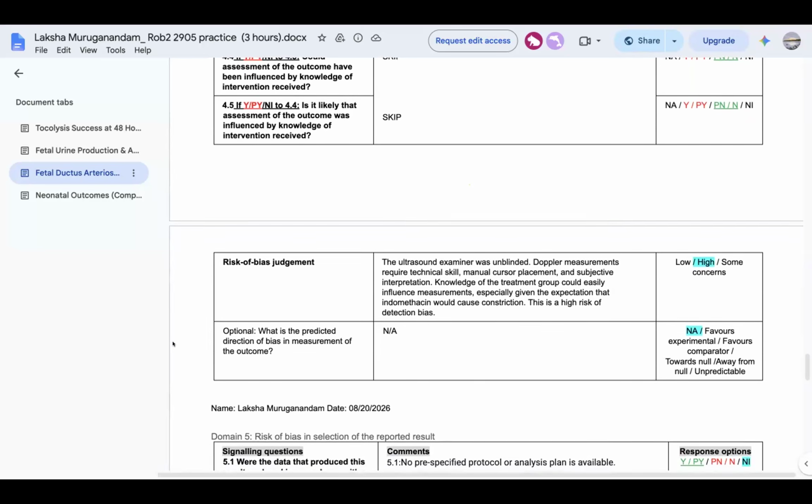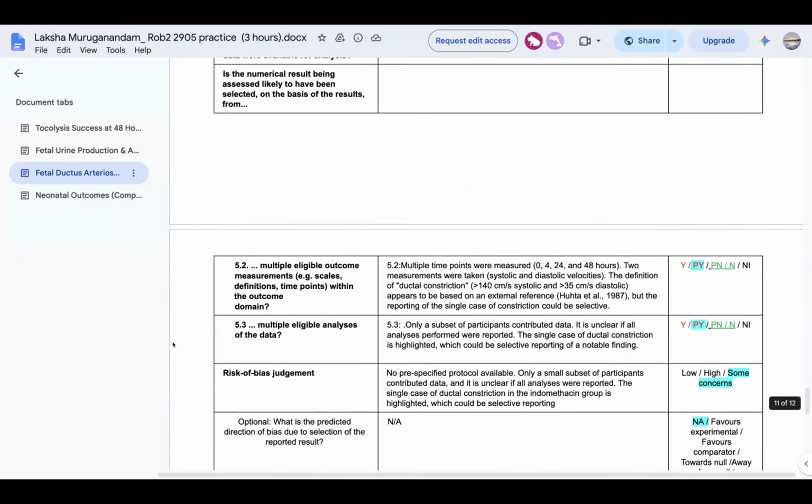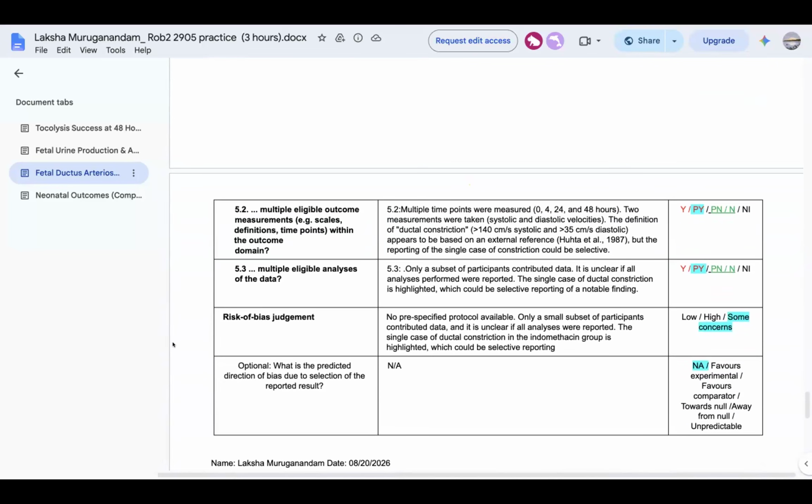Okay, so for domain 5, 5.1, she got NI, which is also what we got, since there was no pre-specified protocol or SAP given to us. So in that regard, we got the same. For 5.2, I can't remember what we answered for this one though. I think we answered NI for all of domain 5. Okay, sure. I think that's what we did. So she got probably yes for both of them.